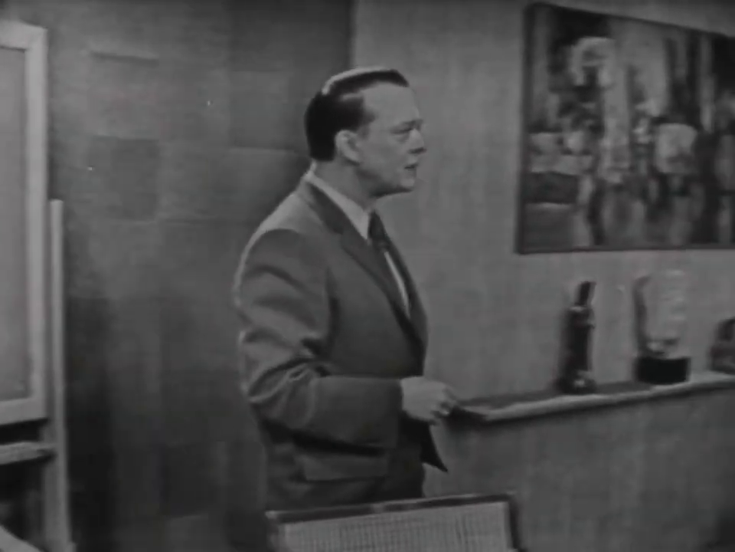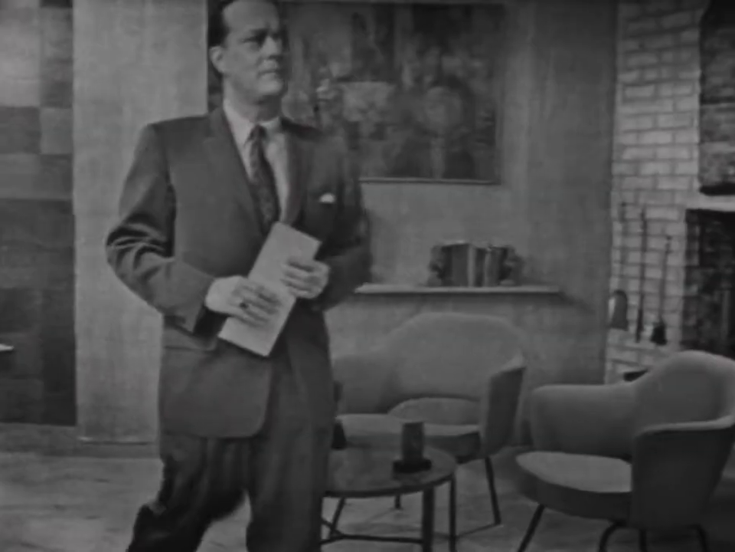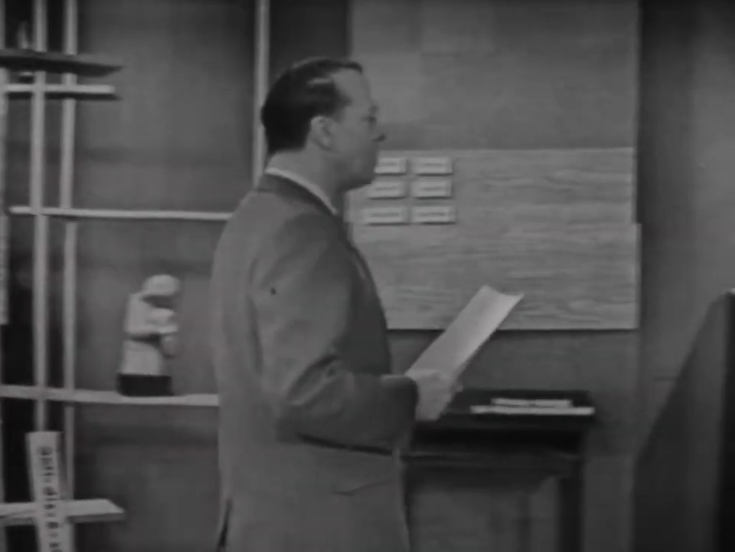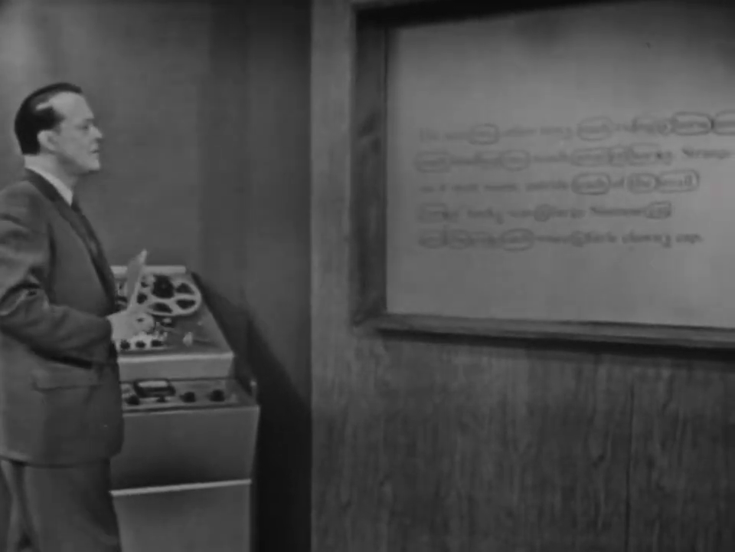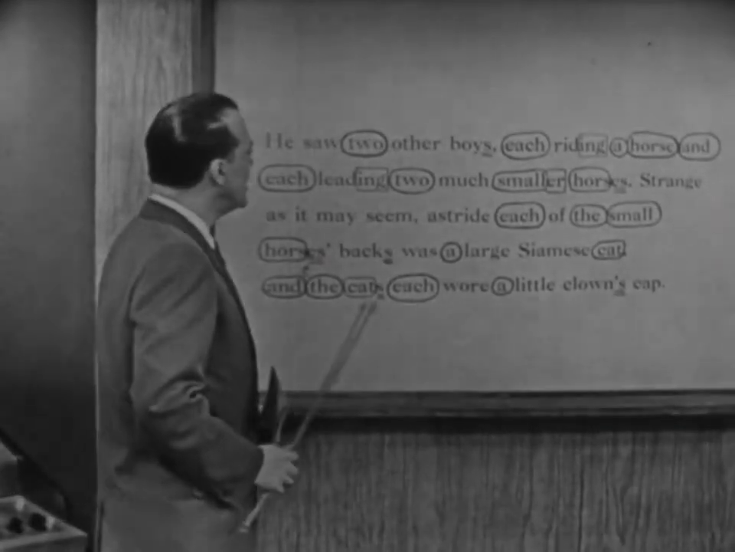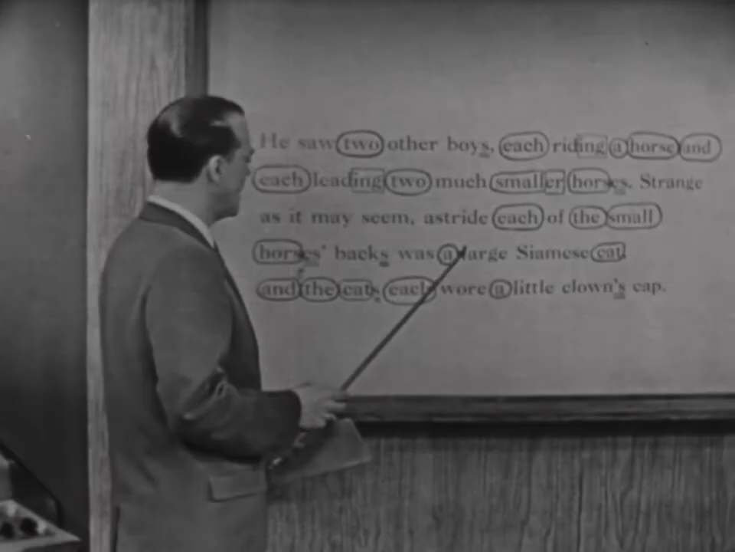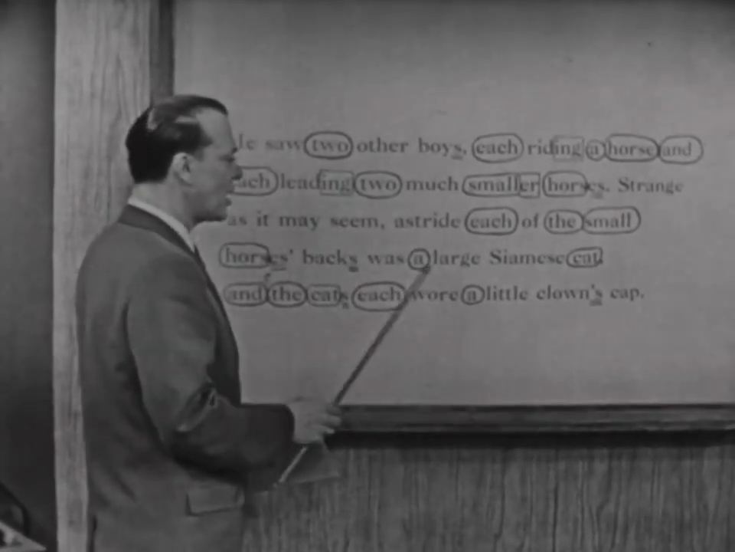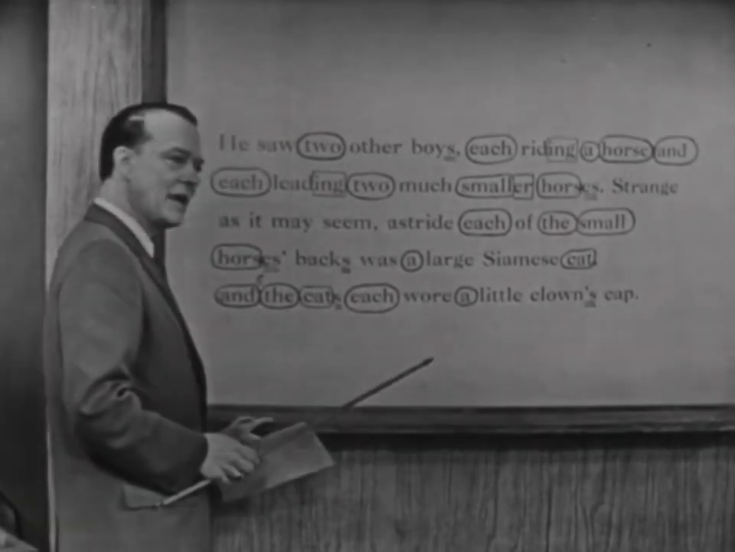In the first place, the thing to remember is that if we take any stretch of utterance at all, we're going to find that certain items come back over and over again. They recur. For instance, here in these two sentences: He saw two other boys, each riding a horse, and each leading two much smaller horses. Strange as it may seem, astride each of the small horses' backs was a large Siamese cat, and the cats each wore a little clown's cap.